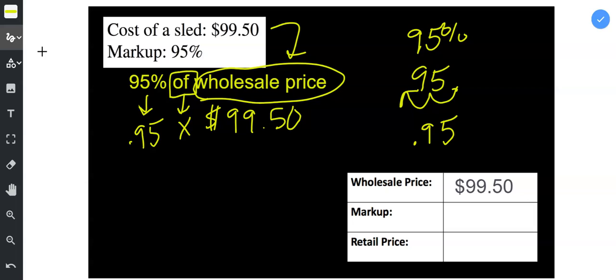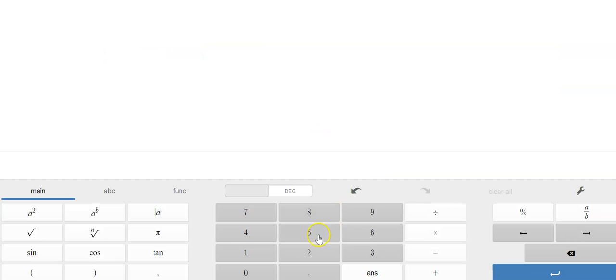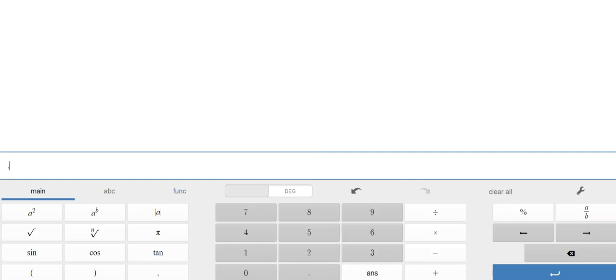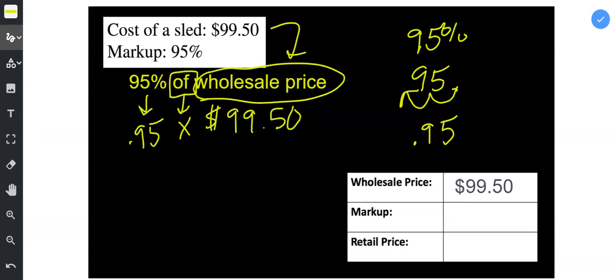Then we multiply 0.95 times $99.50, and you're allowed to use your calculator today. So I'm going to type into the calculator 0.95 times $99.50. And I get $94, and well, we'll have to round that. So 94.525. Let me write that down for now.